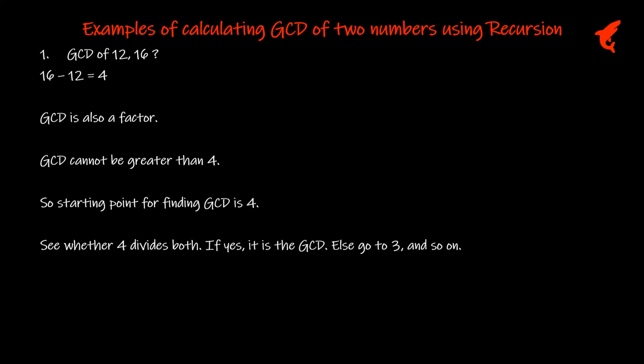Now, we know that GCD has to be a common divisor and greatest among all such common divisors. And 4 does divide 12 and 16. And it is obviously going to be greatest because that is our starting point to find GCD. And therefore we say that 4 is the GCD in this particular case, right?